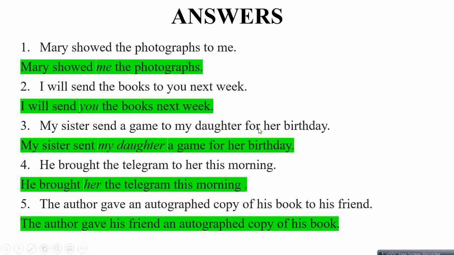Now you have to bring your indirect object before your verb, after your verb. My sister sent my daughter a game for her birthday. So you just omit this preposition to.